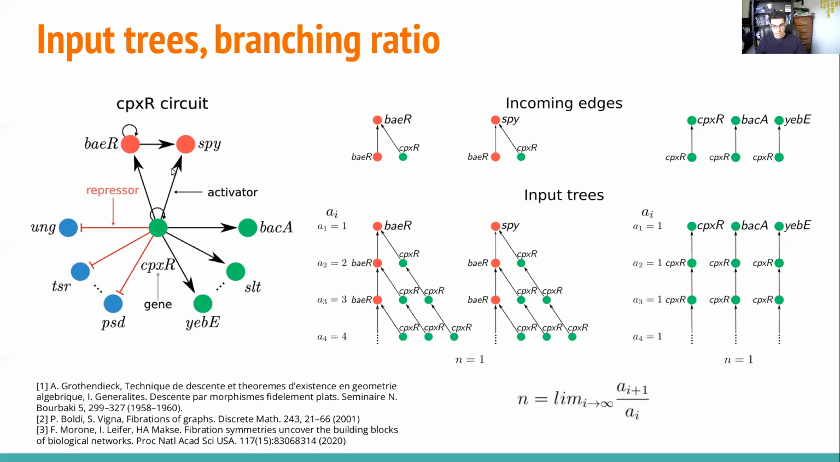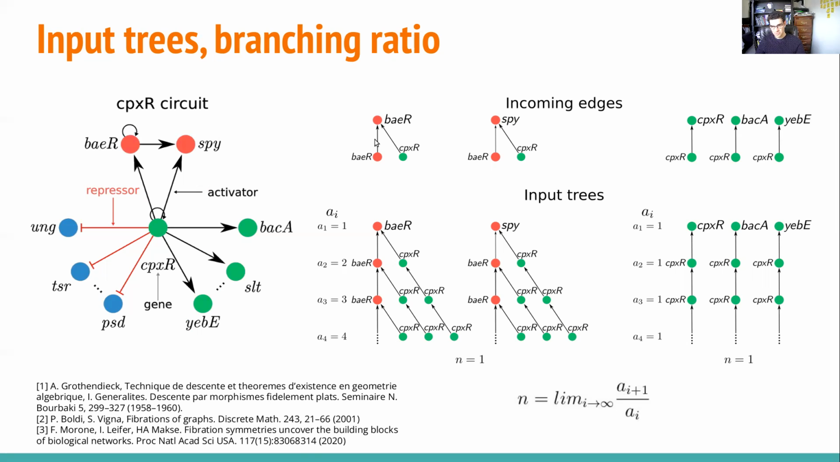So activation is shown with black arrows, and repression is shown with red arrows. So now we can look at the k in of each node. We can consider this red node here. It receives from itself and receives from the green node. So this is k in. This is also called the input set of a node, sometimes just the incoming edges of a node.